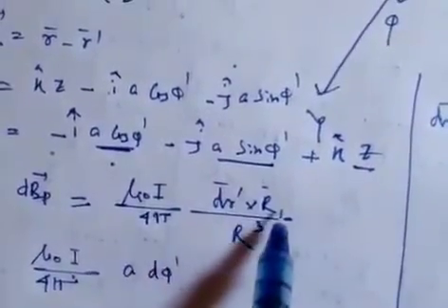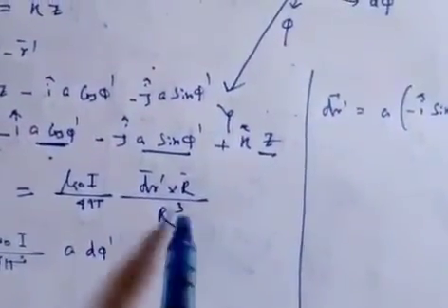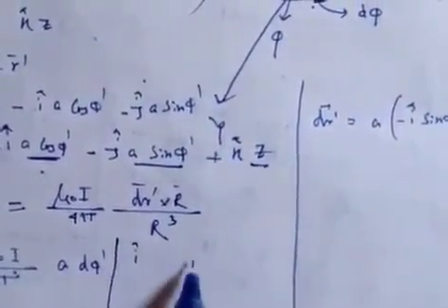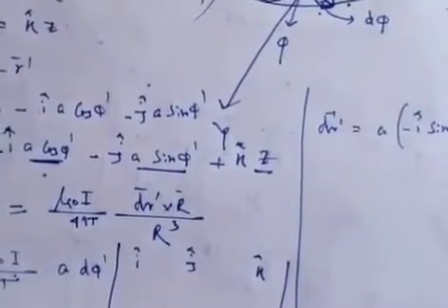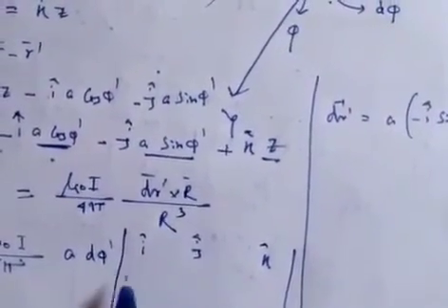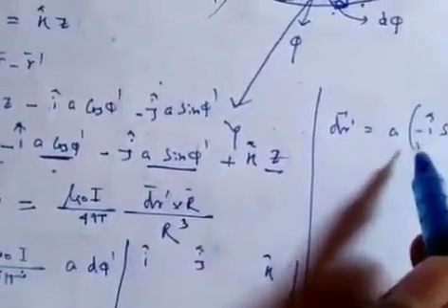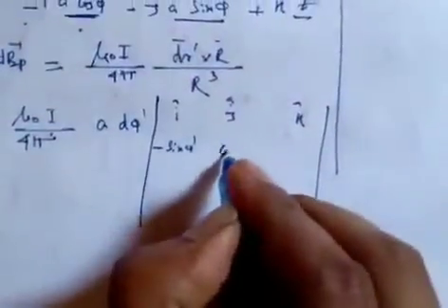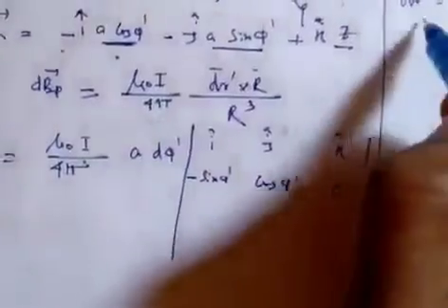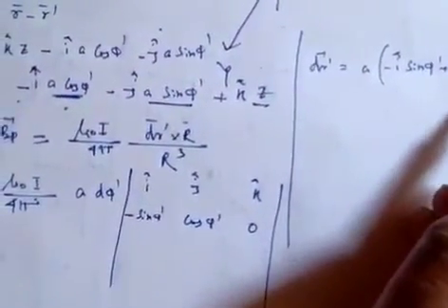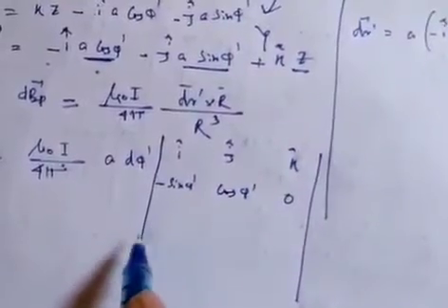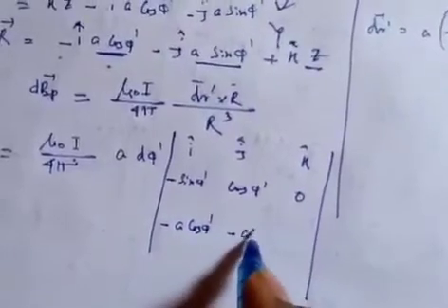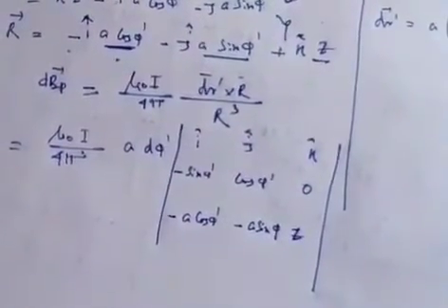As in the previous example, dr prime cross R is nothing but a determinant, since it is a vector product. We can write it in this form: i cap, j cap, k cap. Now the first component of dr prime is minus a sin phi prime, then cos phi prime, and 0 because there is no k cap or z axis component. The remaining row is minus a cos phi prime, minus a sin phi prime, and z.